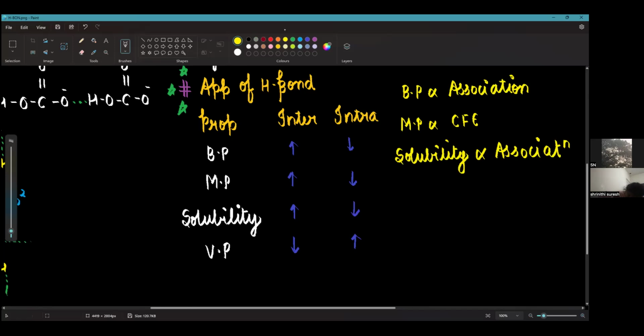But remember this, vapor pressure is inversely proportional to boiling point. So the more the boiling point, the less will be the vapor pressure. The boiling point of intermolecular hydrogen bonding is more, so its vapor pressure will be less. Similarly, for intramolecular, the boiling point is less, so its vapor pressure will be more. Okay, so we should know this. Just note it down.